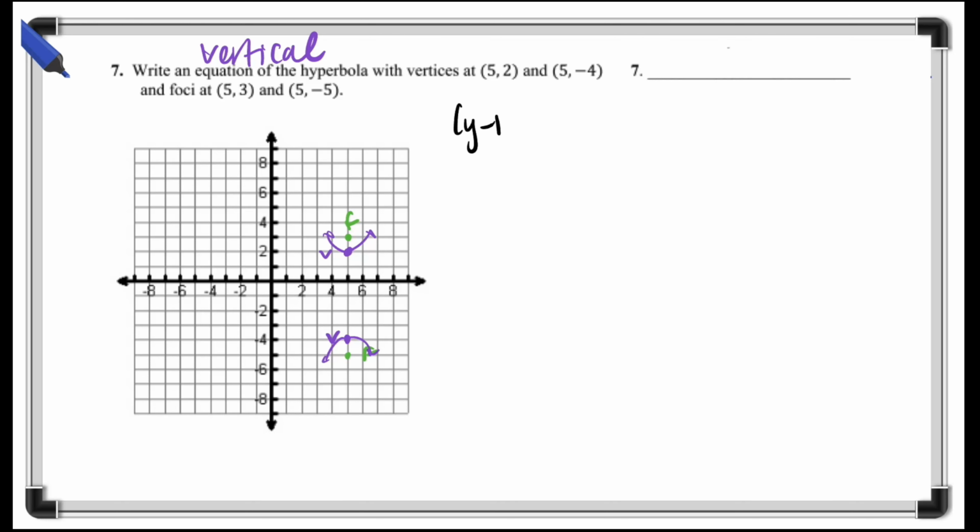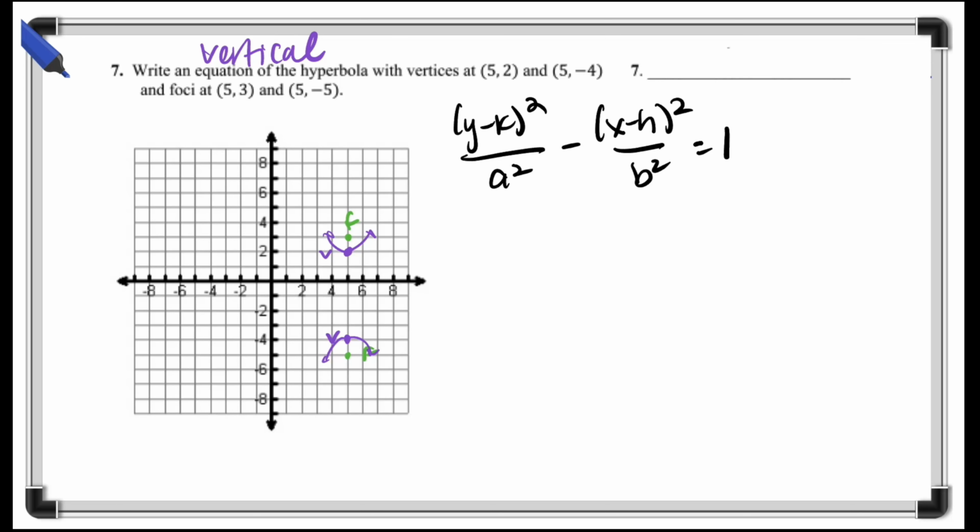So that equation is (y minus k) squared over a squared. Remember that your a squared always comes first, and because this is on your vertical axis, you're going to have your y minus k come first instead of the x minus h. So here we have this, b squared is equal to 1. All right, so we're going to find our center.